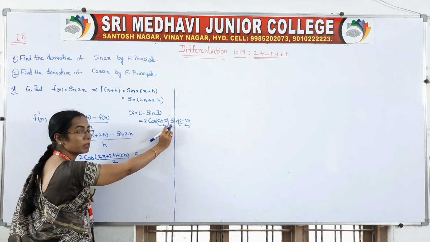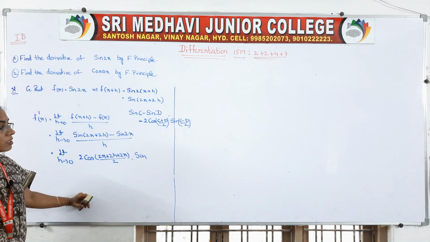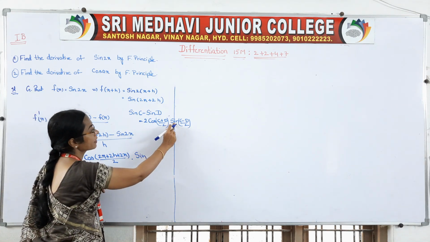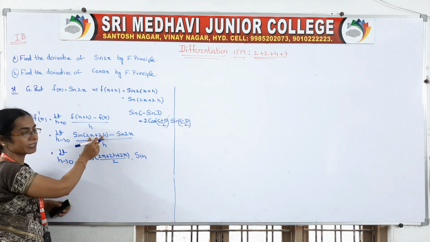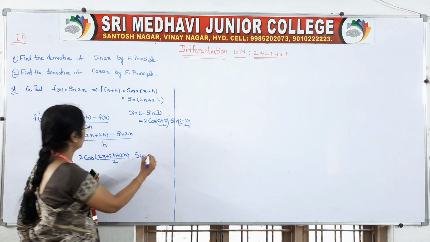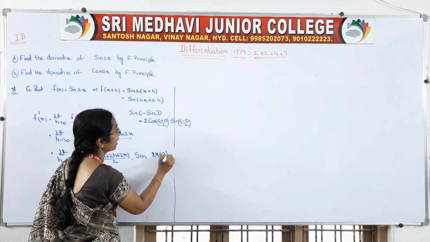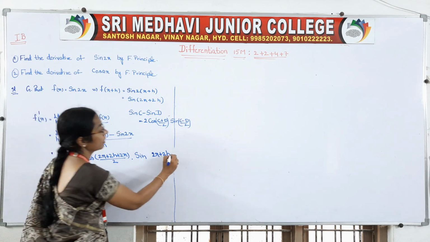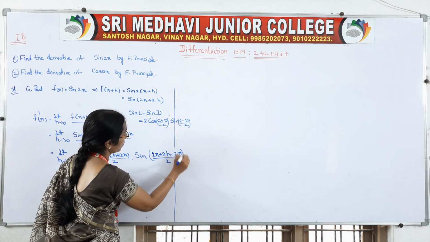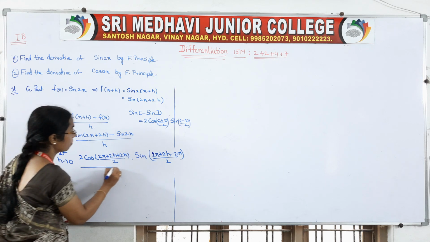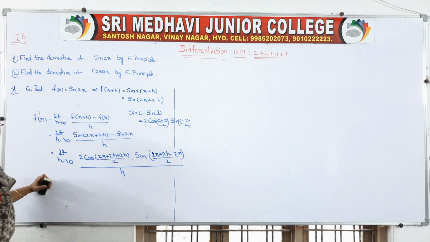No symbol is there between them, what is the meaning? Into, right, multiplication. Then sin of c minus d by 2. So this is c, this is d. So come on, it is 2x plus 2h is c and this is minus 2x, by 2. Okay, whole divided by h is there in the formula, isn't it? You write as it is.